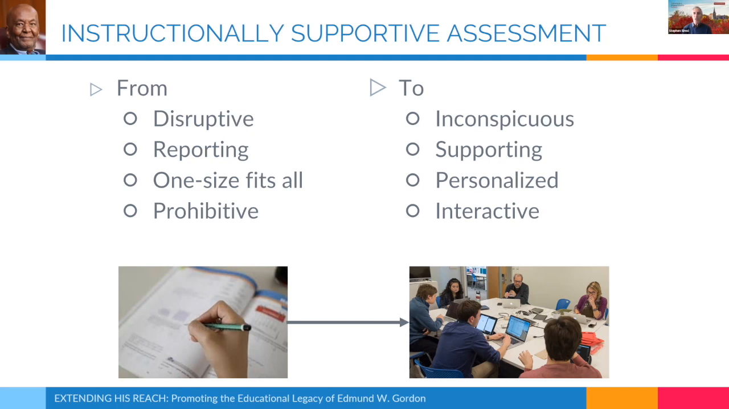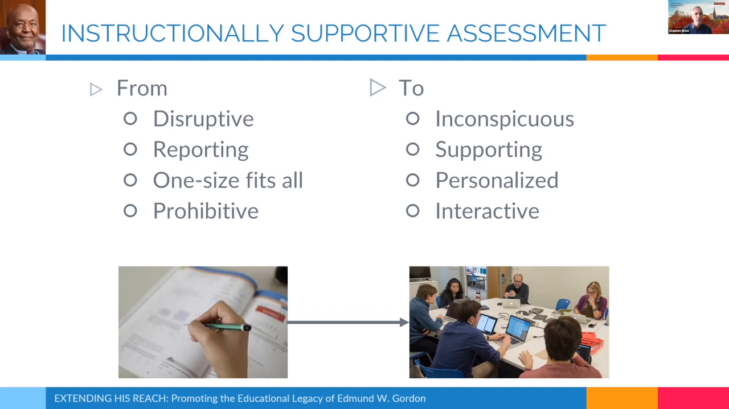To more interactive assessments. So can we give students some choice, some agency in what we might want to test them on, what they might want to read? Of course, we have some constraints around that. But the more flexibility, the more agency we can give students, I think the more instructionally supportive they'll be, because they will be part of the assessment project, not the subjects of the assessment.